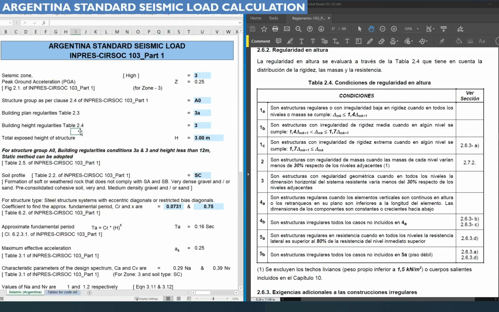So I am considering here the building height regularity 2.4 as 3. For total exposed height of structure, this is an assumed value; I am assuming 3 meters. So these are the 5 parameters: seismic zone, structure group, building plan regularities, building height regularities, and the total exposed height of structure. These 5 parameters are required for us to find whether this calculation is to be done by the static method or the dynamic method, which method to be followed.